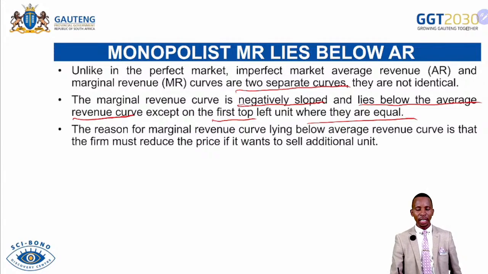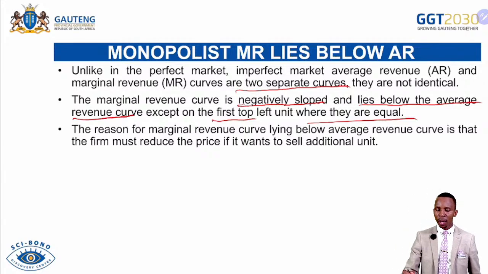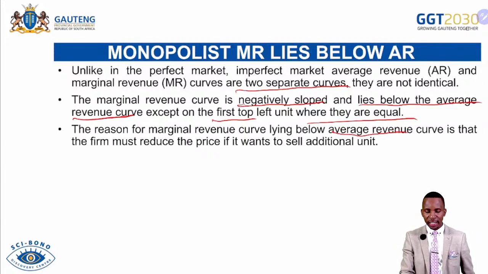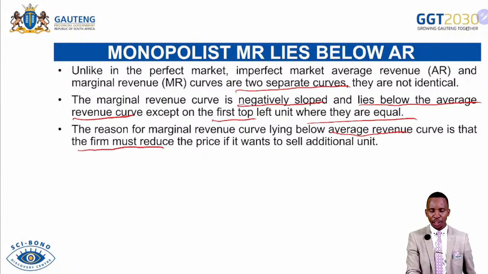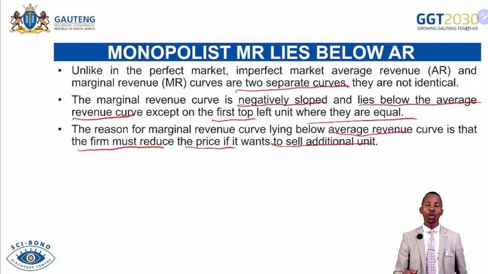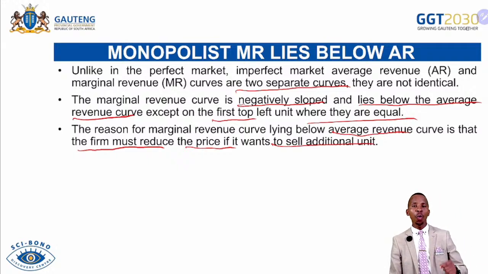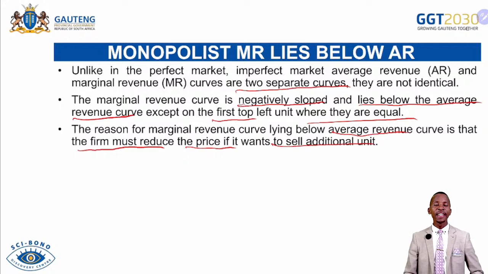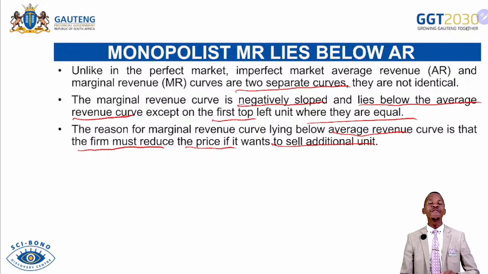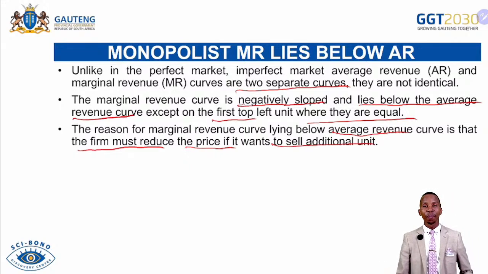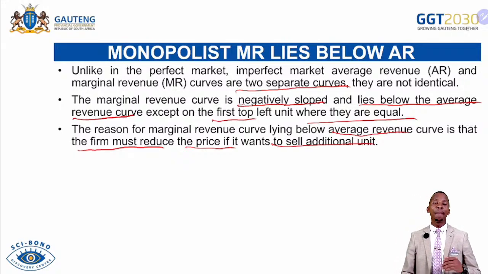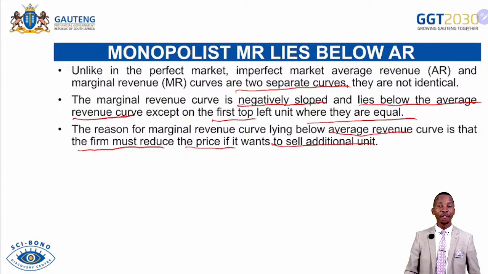The reason for the marginal revenue curve lying below average revenue is that the firm must reduce the price if it wants to sell additional units. For the firm to sell more units, the price should be lowered by the firm. As a result, that decreases the marginal revenue even more than average revenue. Remember, marginal revenue can be equal to zero while the firm is existing, but average revenue cannot be zero if the firm is still producing and existing.